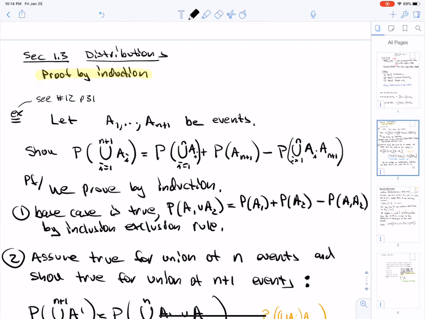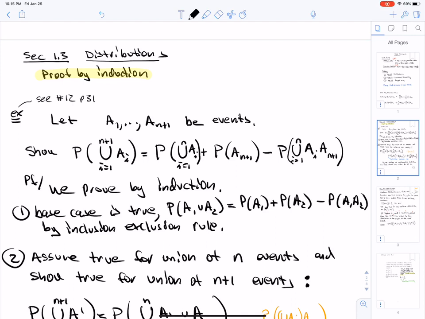So we begin with a proof by induction. A proof by induction has two main steps. You show a base case, and you show that if some statement is true for n, then it's also true for n plus 1. And the conclusion is that the statement is true for all n. Okay, so here is an example, one that might be helpful for number 12 on your homework.